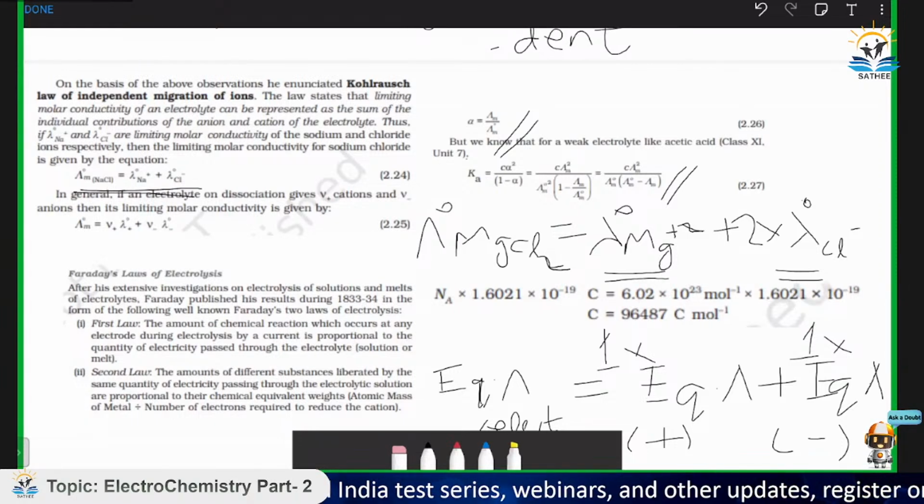Second law is the ratio of amounts of different substances liberated by the same quantity of electricity passing through. Whatever amount gets deposited, they are proportional to their equivalent weights.